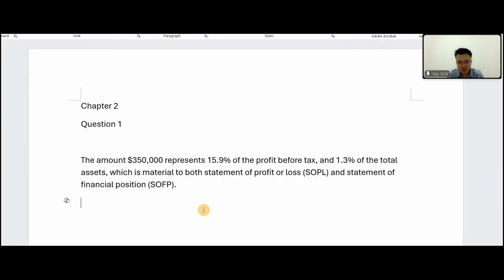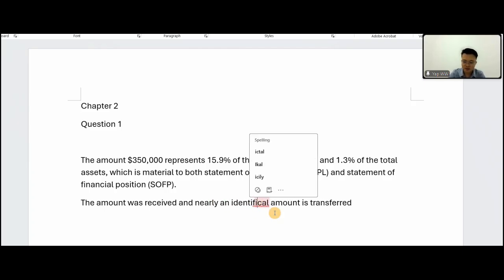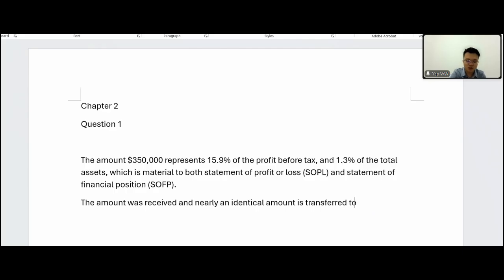Okay, so I will see the amount. The amount was received and a nearly identical amount is transferred to a foreign bank account, indicating that this is a layering process in money laundering.